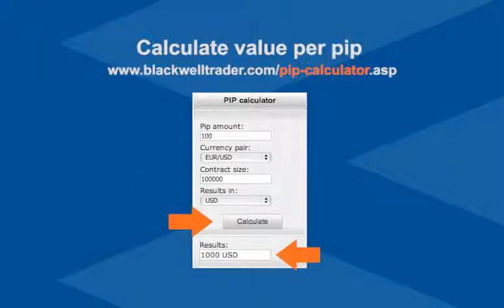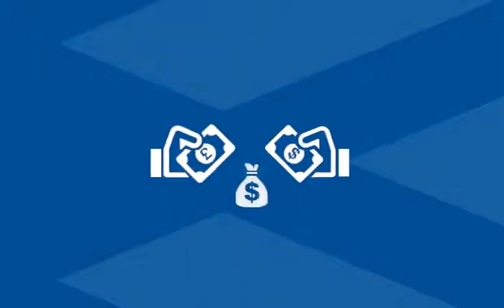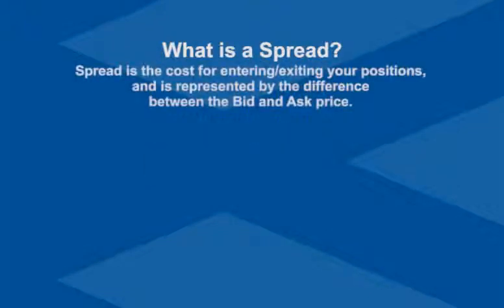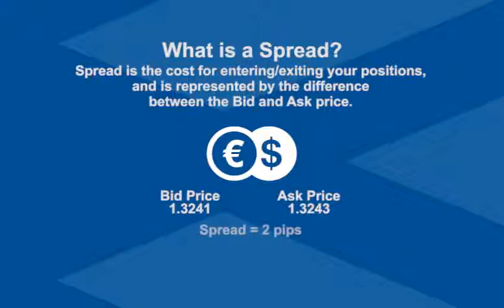At Blackwell Global, we do not charge commission on your trade. The only transaction cost incurred will be the spread. Now, what is a spread? Spread is the cost for entering or exiting your positions and is represented by the difference between the bid and ask price. Looking at the Euro USD currency pair as an example, the bid price is 1.3241 and the ask price is 1.3243. This gives us a spread of 2 pips.